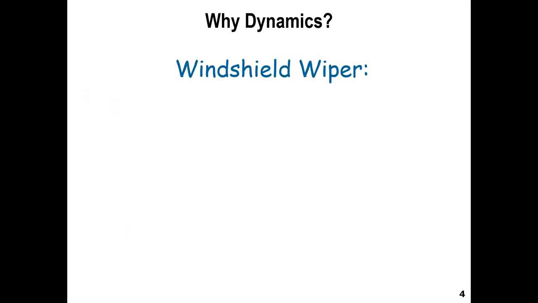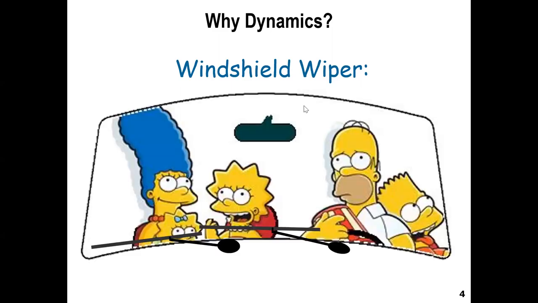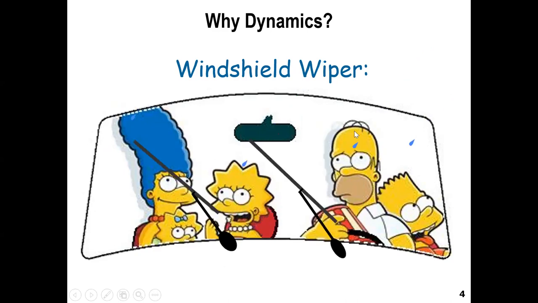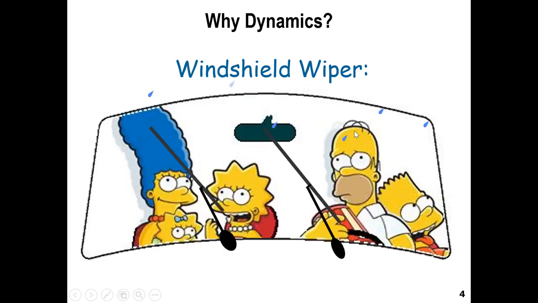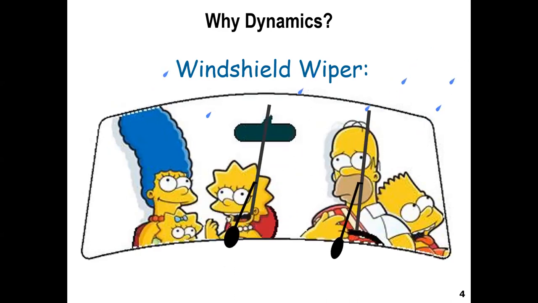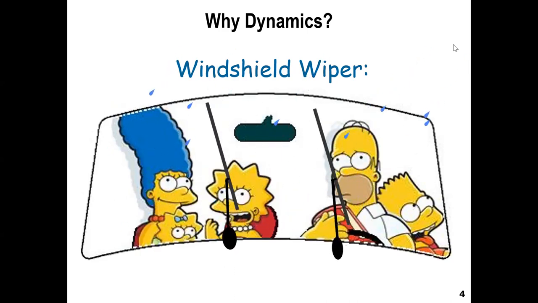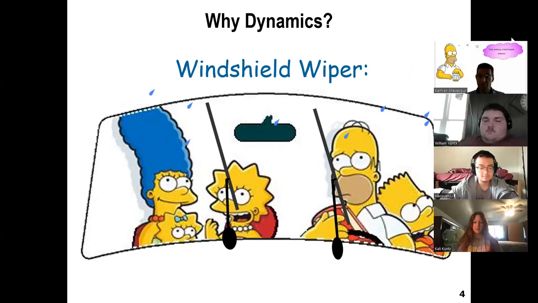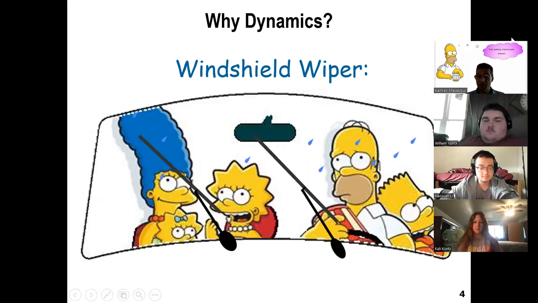But I gave you here a simple example, like a windshield wiper, something everybody uses on a rainy day. This is like a typical family car, right? When the rain comes and you start using the windshield wiper, it's one of the simplest things in the car that everybody uses so frequently. But to design something this simple, you need to answer some questions. Many of them fall under the dynamics category.